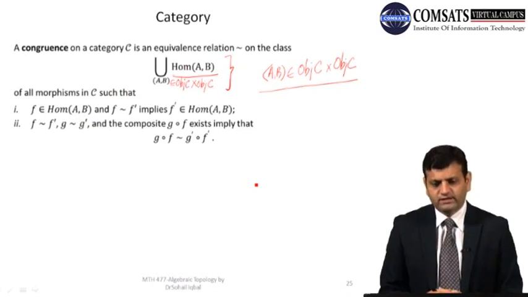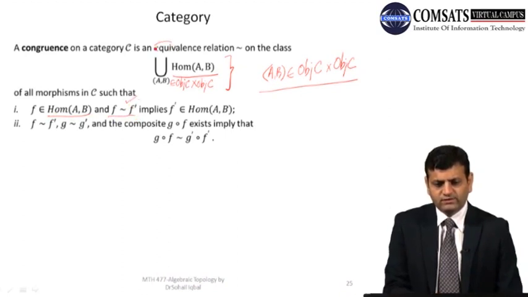So what are the properties that it must satisfy? If F is any morphism from A to B and F is equivalent to F prime, this equivalence definitely means under this equivalence relation that if F is equivalent to any other morphism, then F prime must also belong to this set hom(A, B). So this is our first condition.